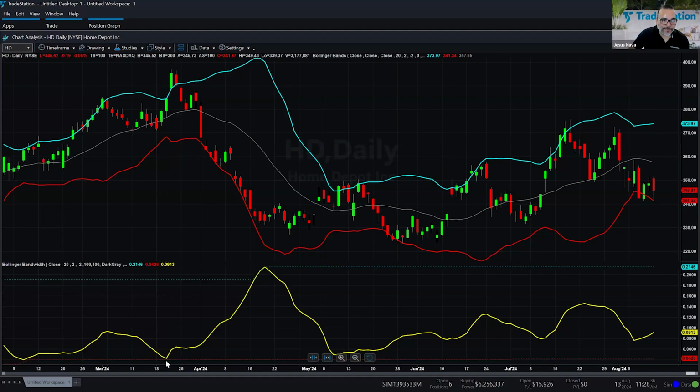Yeah, right here. Now you can see that that correlates with these two bands getting closer to each other, like somebody would just grab their fingers and pinch those two bands together. That's where the squeeze is happening.